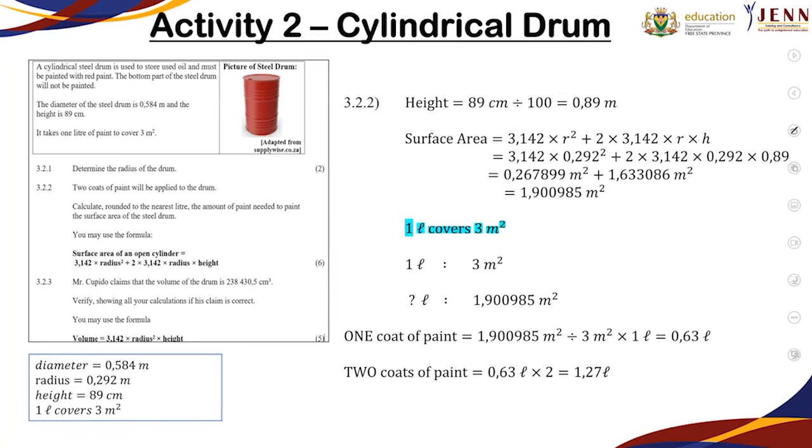3.2.2. Now, I know learners, when they start seeing 6 marks, 5 marks, they panic. Don't panic. Yeah? What I normally say is when you get to these 6-mark questions and 5-mark questions and you get stuck, you must always go back to your context and read it again. There you will find clues on what you must do. So don't ever panic. Okay. 3.2.2. 2 coats of paint will be applied to the drum.